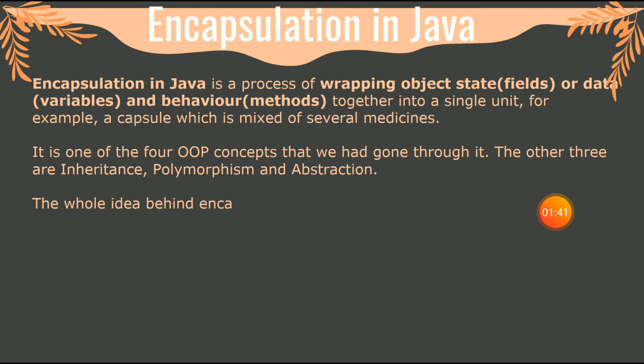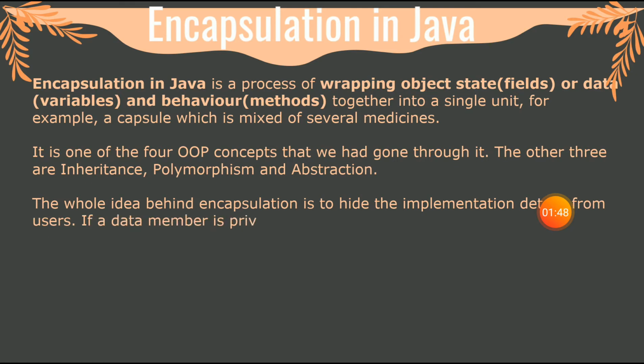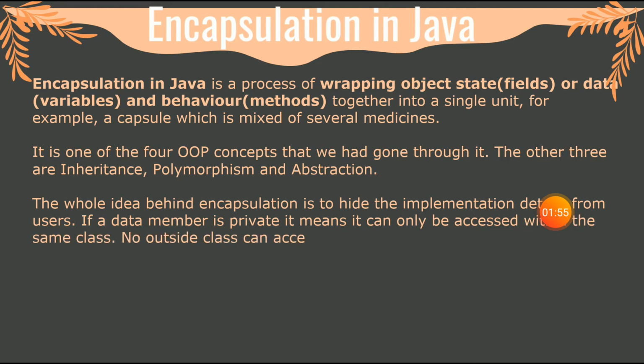The whole idea behind encapsulation is to hide the implementation details from users. If a data member is private, it means it can only be accessed within the same class. No outside class can access private data members or variables. Private is the keyword that we use just before the variable or method to make it hidden.